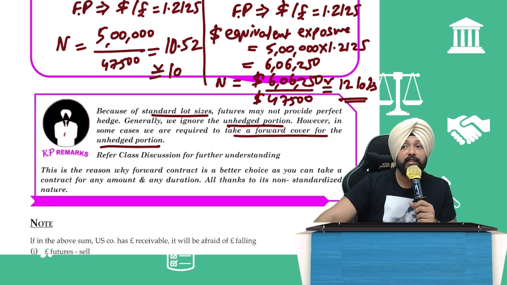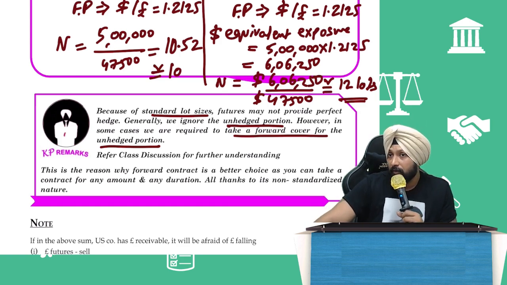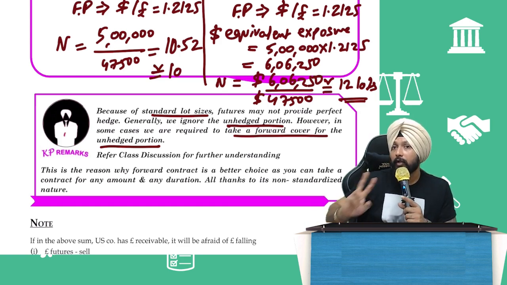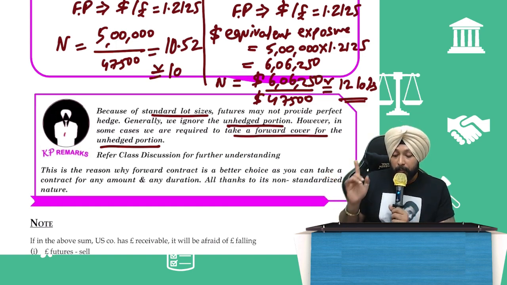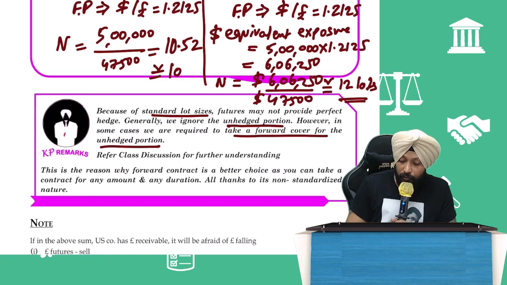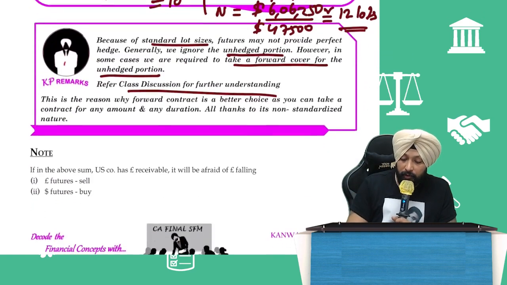The company's risk averse, highly risk averse. Then they ask you to do it. Now, sir, what should we do in exam? If the question is silent, don't do anything. Just under hedge and leave it. But if they specify that you should take a forward cover, only then we will take a forward cover. Understood? So I've said refer class discussions for further understanding. We'll do one sum on that later on.